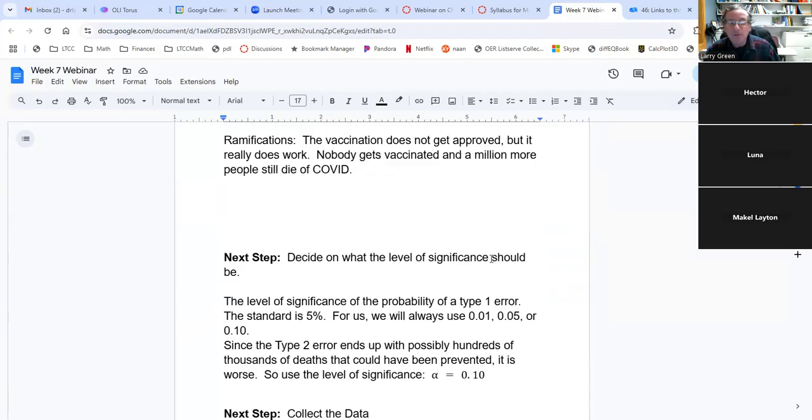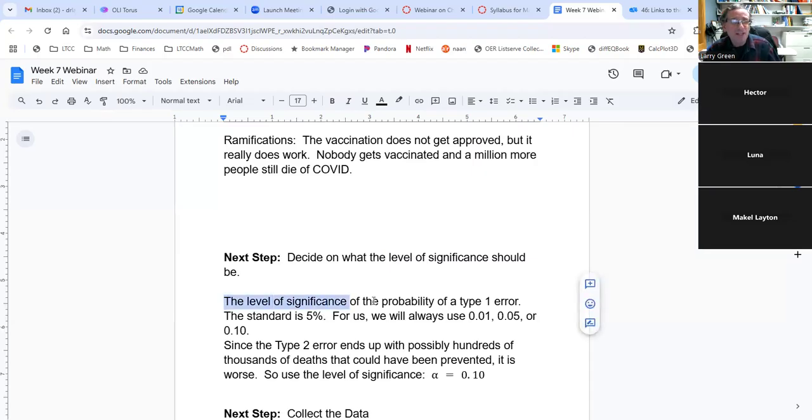That you go by what I tell you in this class. It's not always exactly the same throughout the world, but this is most of the time. This is what people do. Okay, so the standard level of significance.